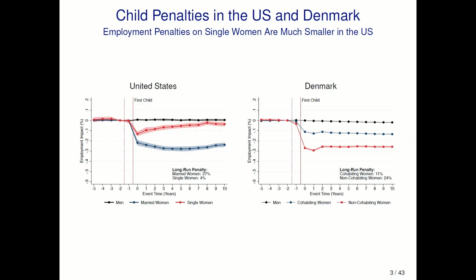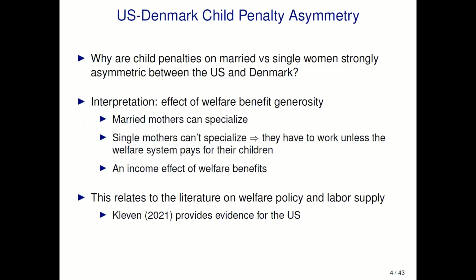So what I conjectured on Monday, so now this is delayed, this US-Denmark child penalty asymmetry. So what I conjectured on Monday is that this might have something to do with welfare benefit generosity. And the reason why I'm making that hypothesis is really because of 2 aspects. One is the recognition that someone has to pay for children. And the other aspect is the recognition that single and married women are very different in terms of their ability to specialize.